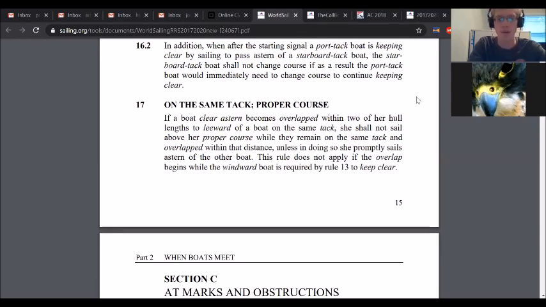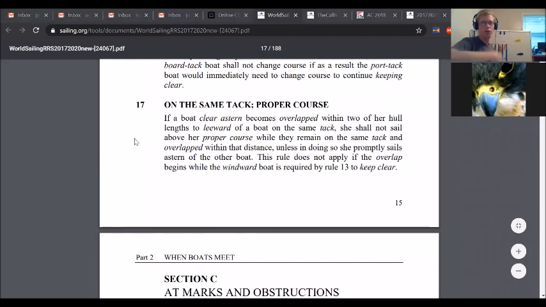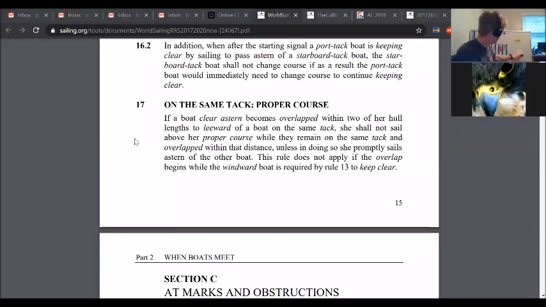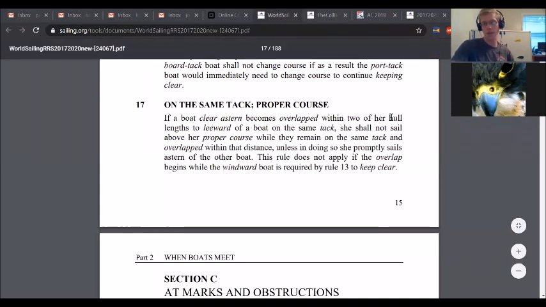So if we become overlapped within two boat lengths, we have two boats here on the screen. These two boats are overlapped, but they are not within two boat lengths. Oh, here's somebody else hopping in. They're not within two boat lengths of each other, right? So we could fit two boats in here with room to spare. So there's one part of that rule, right? If a boat clear astern becomes overlapped within two of her hull lengths, so if they're not within two boat lengths of each other, then this rule, the if part, is not satisfied, and this rule won't apply.